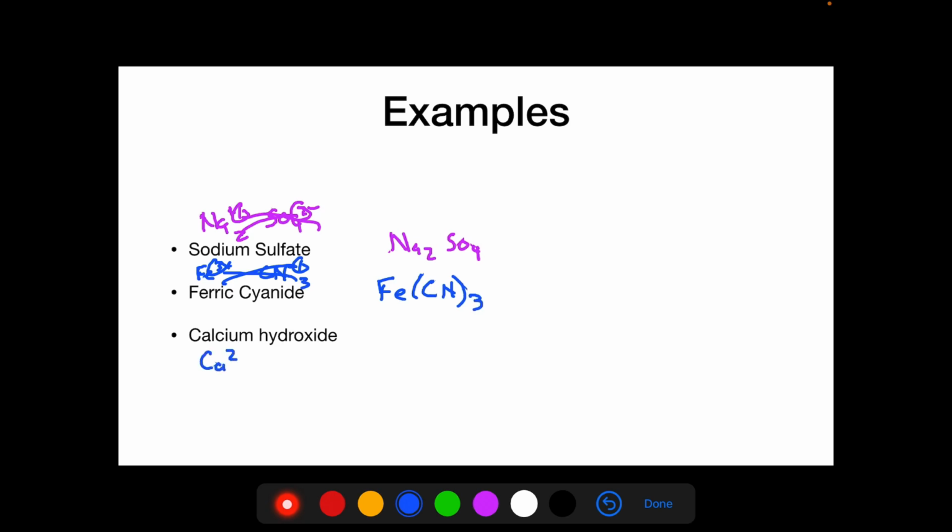So calcium hydroxide, we have Ca, it's a 2 plus, OH, and it's a -1. So we're going to flip our charges, and we should come up with Ca, open parentheses, OH, close parentheses, 2.